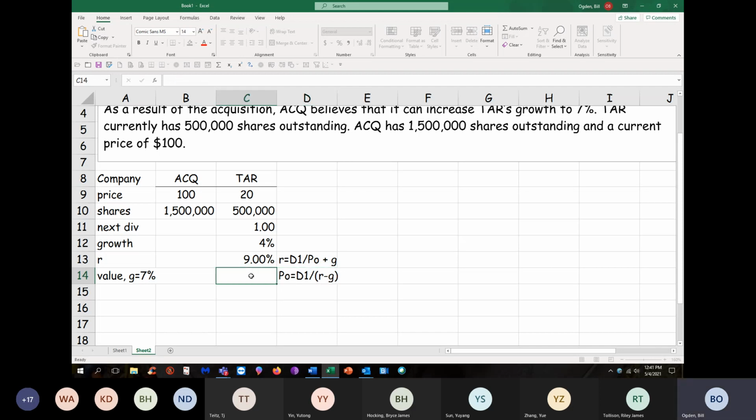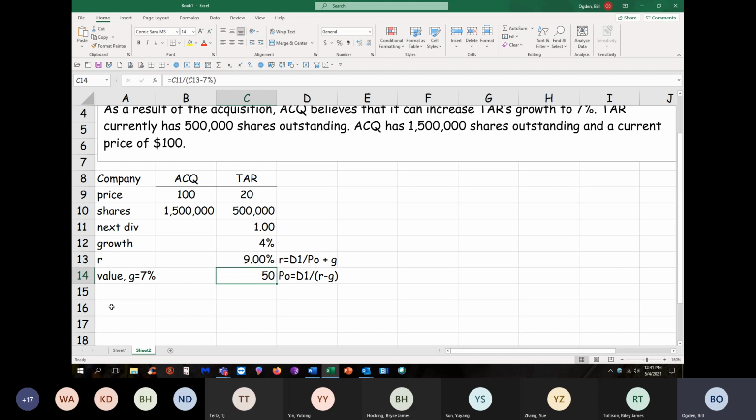All right. So we have D1 divided by R. Yeah, R minus G. I guess I don't know. I should keep that separate probably. Yeah, this will work. So it's worth $50. If ACQ can grow TAR at 7%, it's worth $50 a share to them. All right.